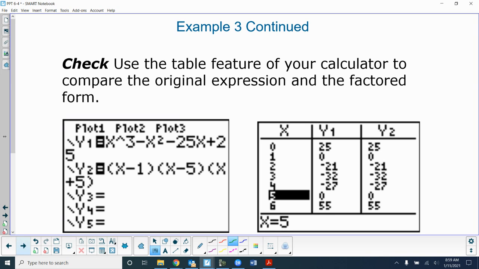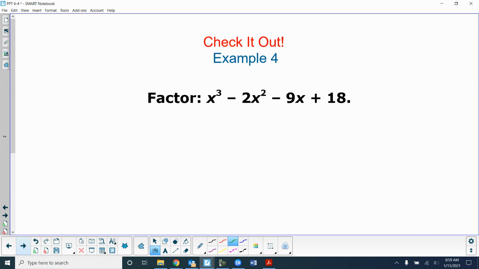Okay? All right, you guys try that one, please. Got 4 terms, so we're going to group them.